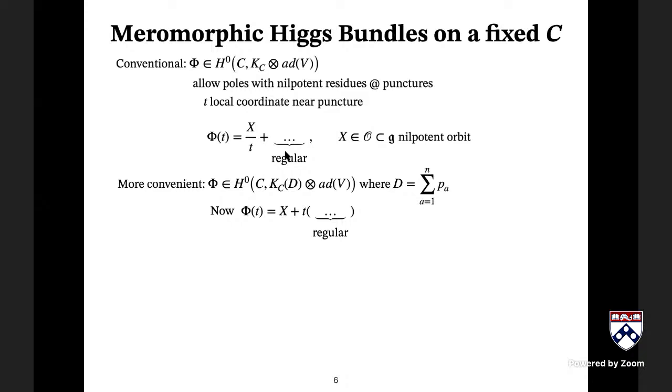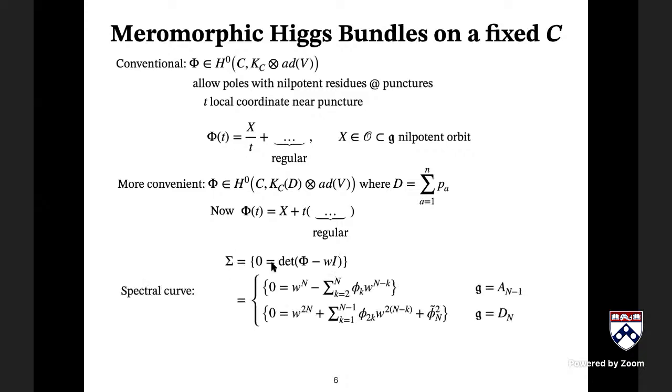If your collaborator is an algebraic geometer, you quickly learn that a better description is one where you twist the canonical bundle of the curve by the divisor consisting of the sum of the points. And now we think of phi as being this same nilpotent x plus terms that vanish as you approach the point t equals 0. The reason why this is convenient is that in this description, the spectral curve we're about to write down is a compact curve as opposed to this one where it's non-compact.